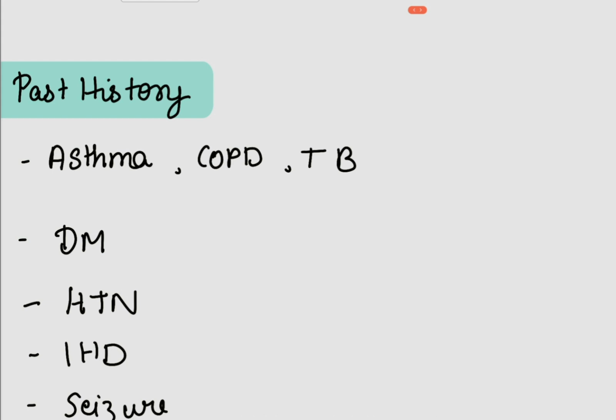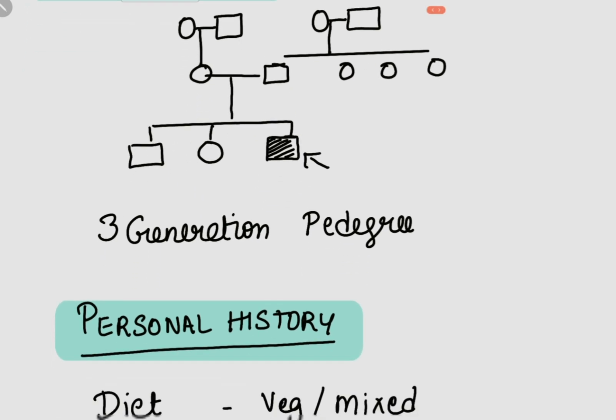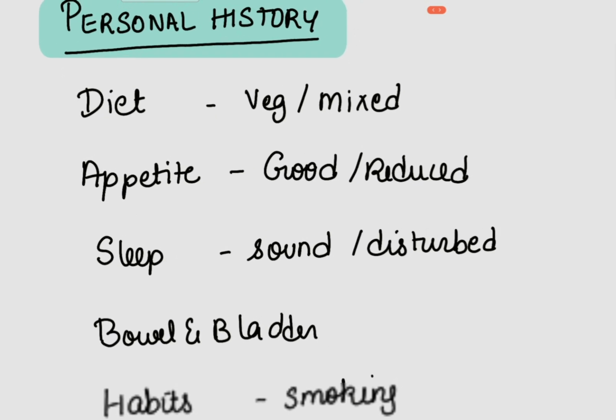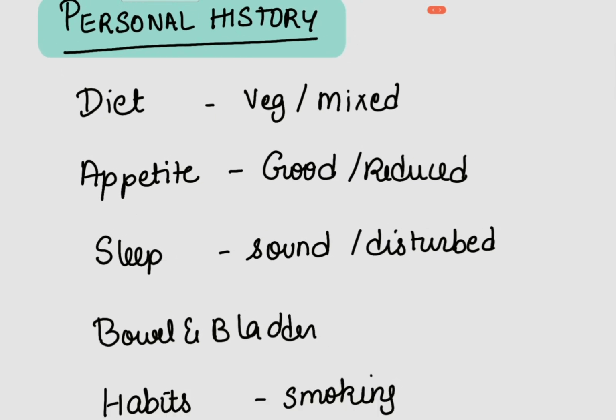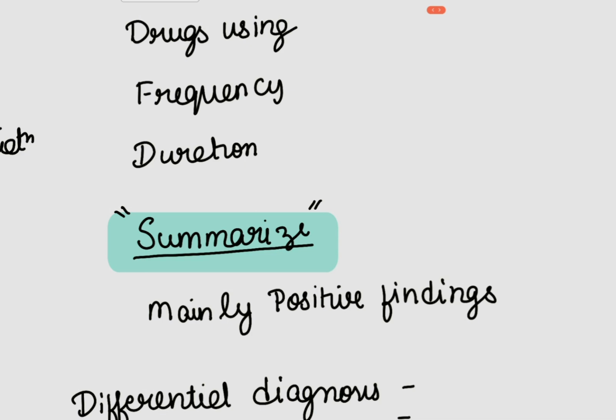From here, we have past history wherein we ask the usuals: asthma, COPD, TB, diabetes, hypertension, ischemic heart disease, seizure. After this, family history, then personal history wherein diet, appetite, sleep, bowel, bladder, any habits. One thing which is of significance here is alcohol. Make sure you have mentioned alcohol units, so and so units per day, per week. Then we have drug history: drugs, frequency, duration.